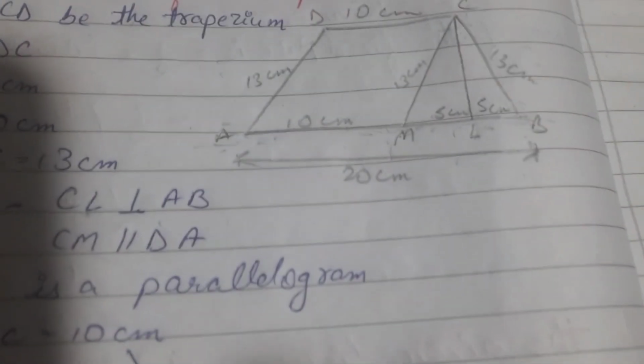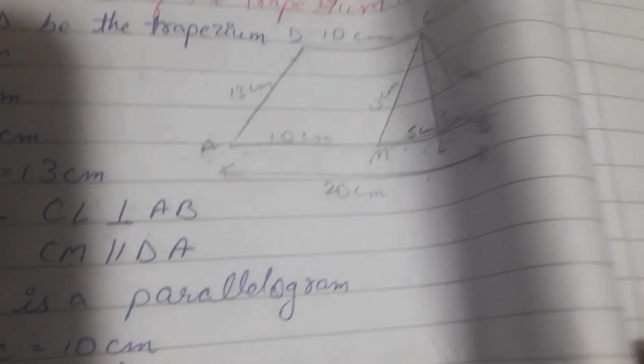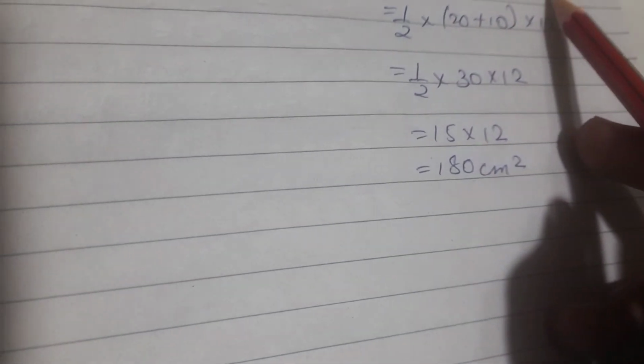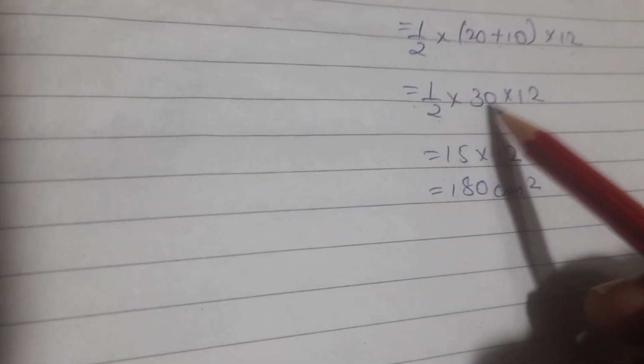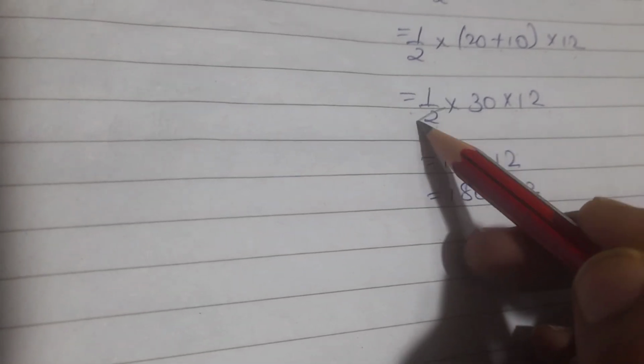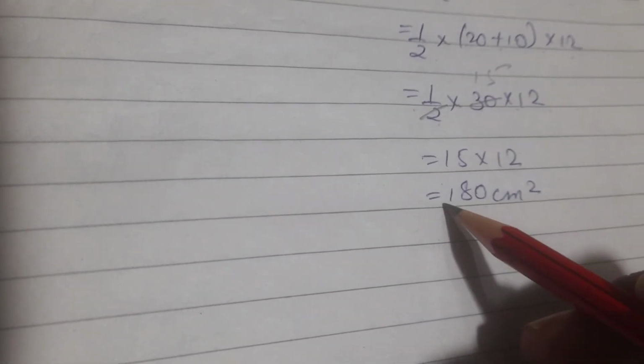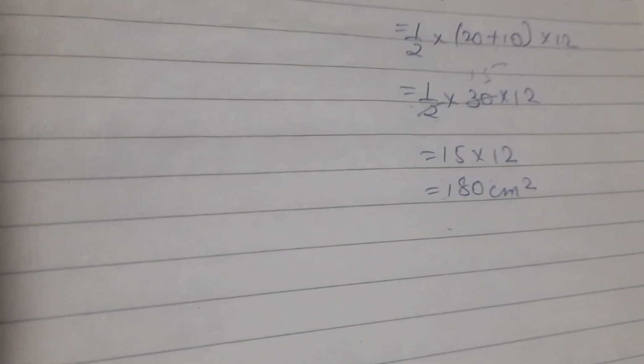It means I got the height of the trapezium. Now let's put the values here. Area of trapezium is equal to half into AB plus CD into CL. Half into 20 plus 10 into 12. Half into 30 into 12. Now solve this. 2 and here 15 into 12, we get 180 centimeters square.